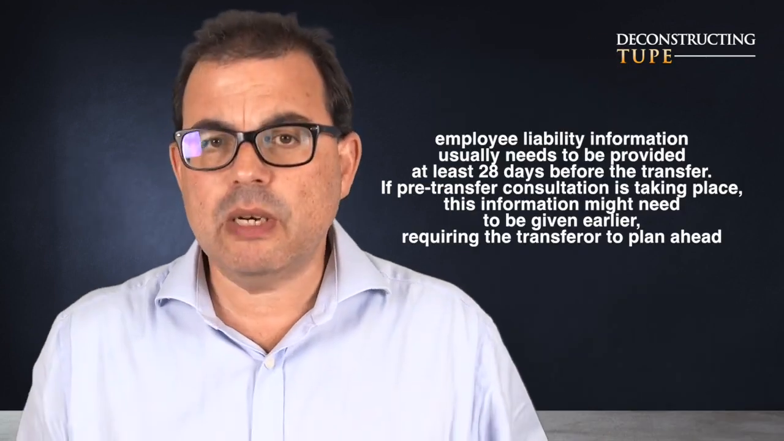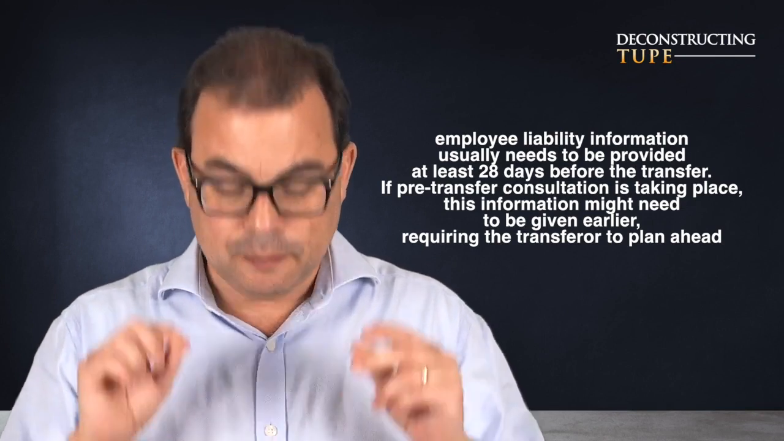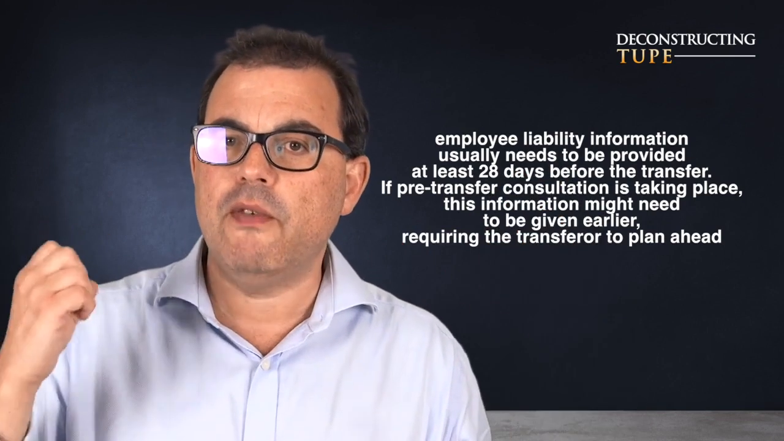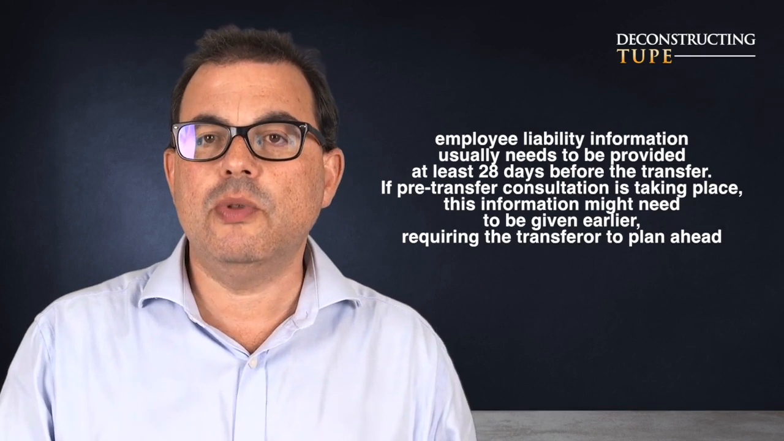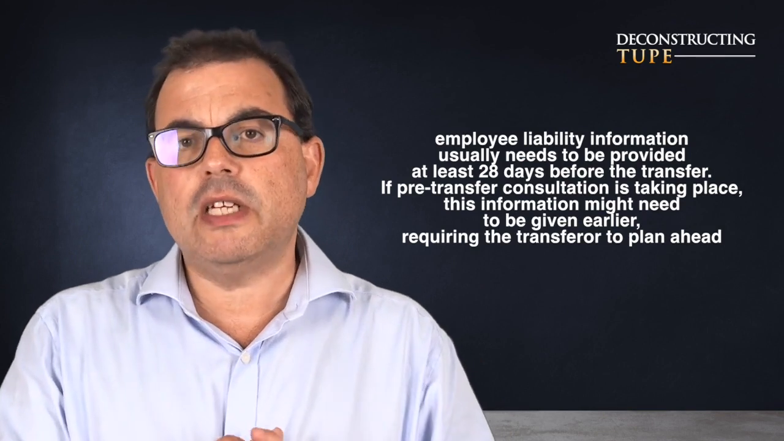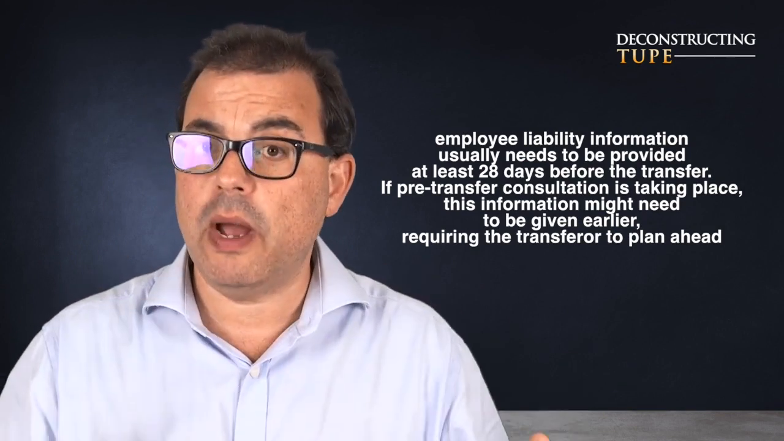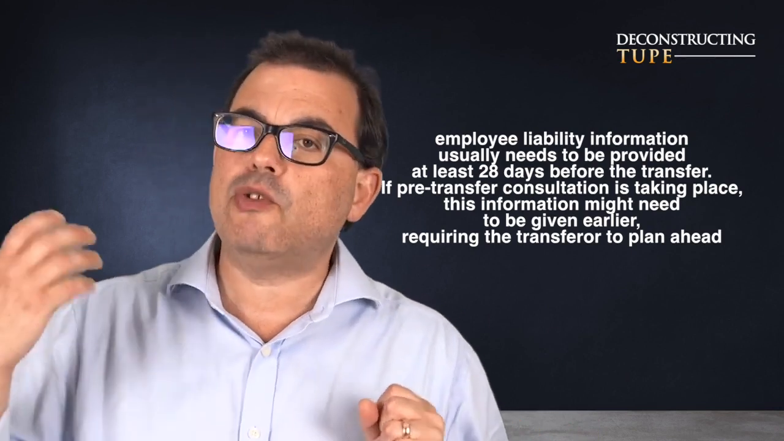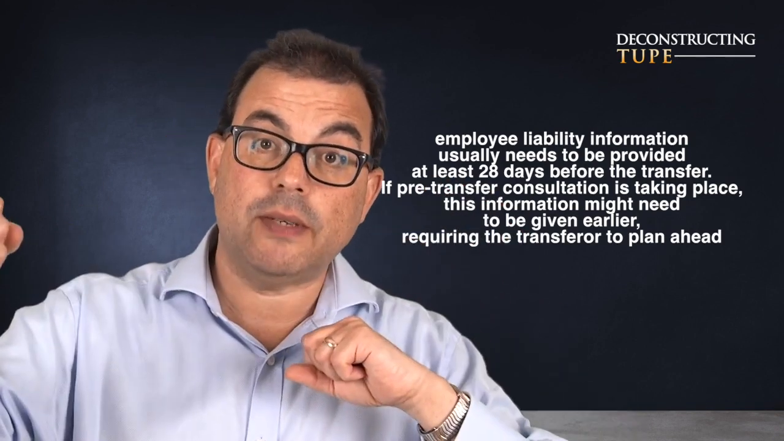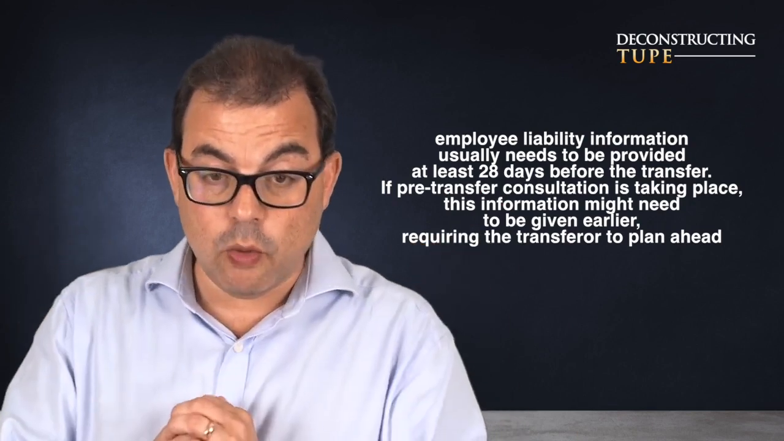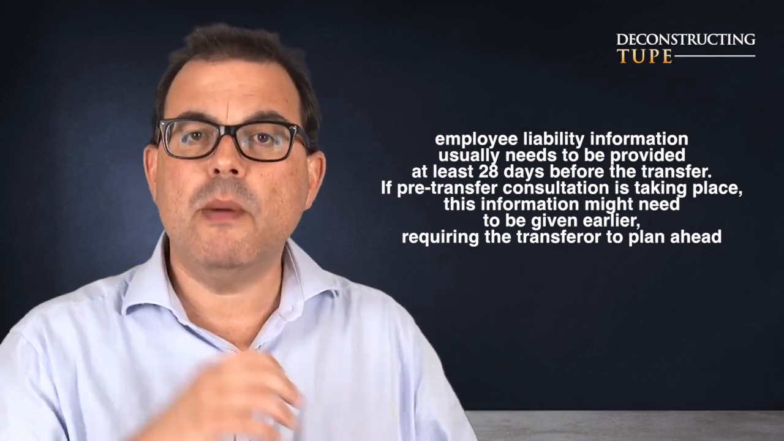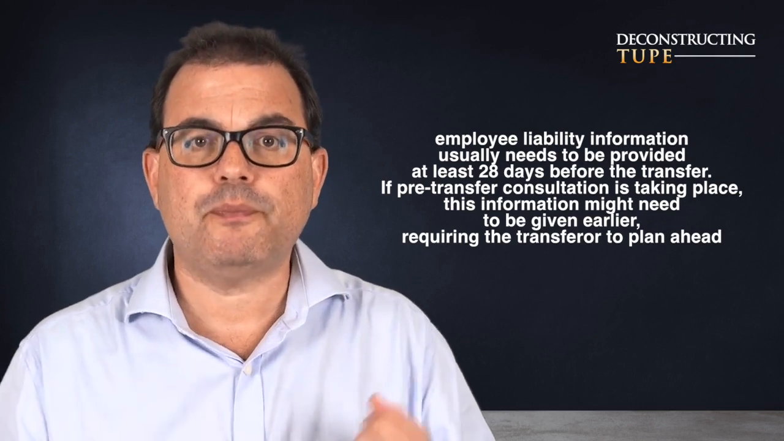Number 3, something I haven't mentioned before, employee liability information. Now, under TUPE, the transferor has to provide certain basic information about the transferring employees to the transferee, and it usually needs to be provided at least 28 days before the transfer. I said it's fairly basic, it's actually quite wide-ranging. If the transferor doesn't do that and the transferee suffers losses as a result, for example, if there were claims that the transferor didn't tell the transferee about and the transferee took on responsibility for them, the transferee can sue the transferor in an employment tribunal for its losses with a minimum of £500 per affected employee.